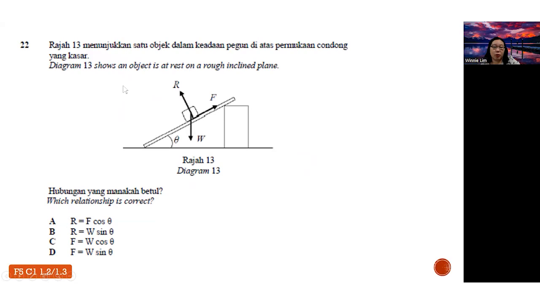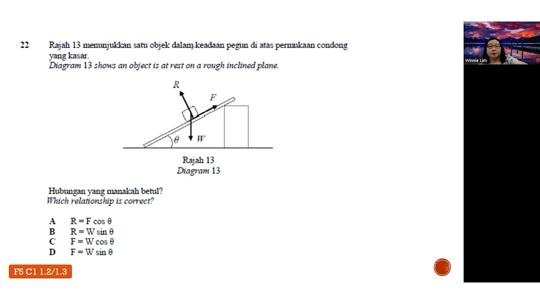Which relationship is correct? For the Form 5 topic under forces and motion, the first three topics always have questions which are interrelated. If you're not sure about 1.1, it is hard to get the idea of 1.2 and so on for 1.3. Like this question, you need to know the concept: how do you resolve force? Then you apply the idea of forces in equilibrium, which is 1.3.